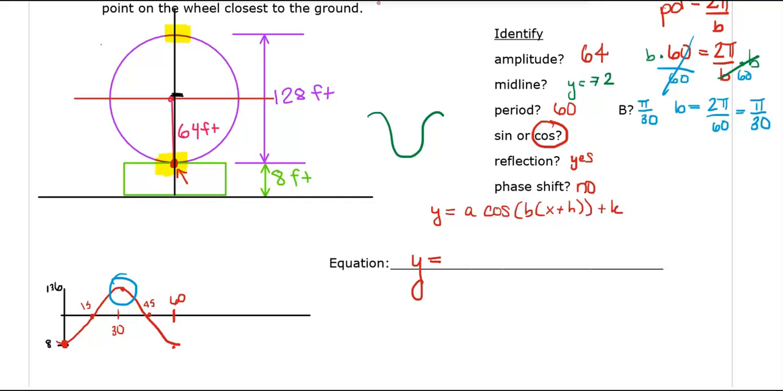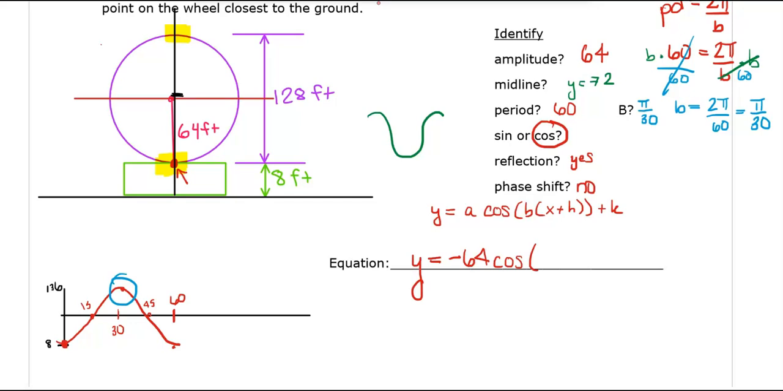So I'm going to go ahead and fill this in. A is amplitude, so this is going to be y equals 64. But keep in mind I have a reflection, so because I have a reflection, it's a negative 64. So negative 64 cosine. B.